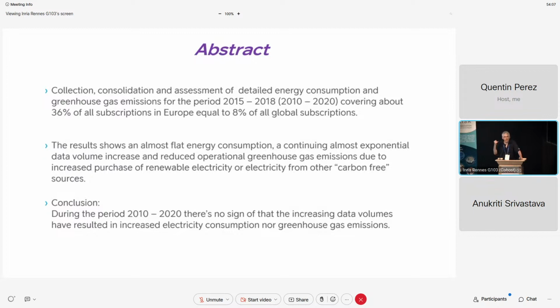That said, electricity consumption is flat, has been flat. CO2 emissions are going down among the operators. And third, but not least, data continues to increase.